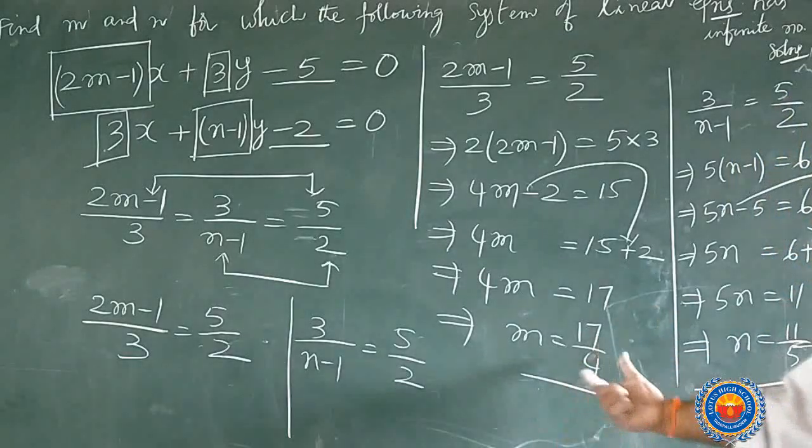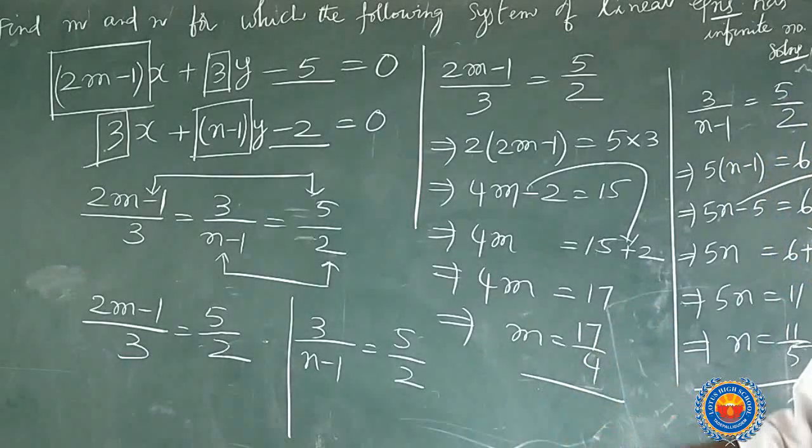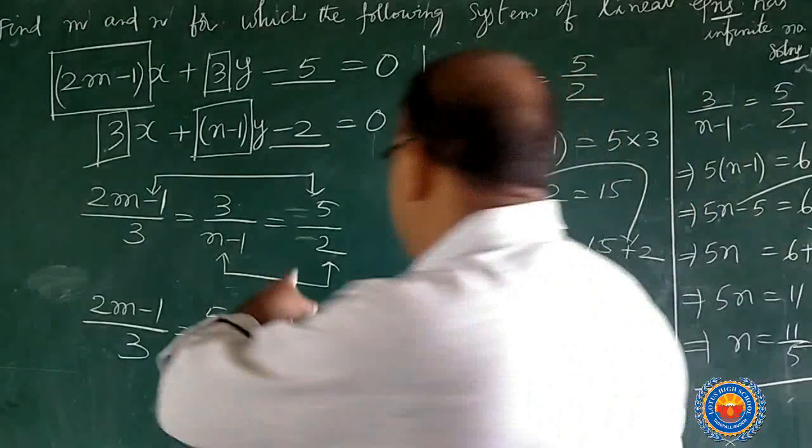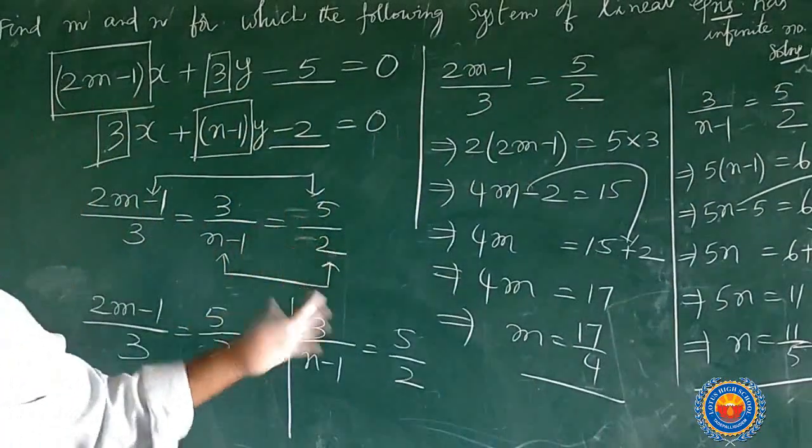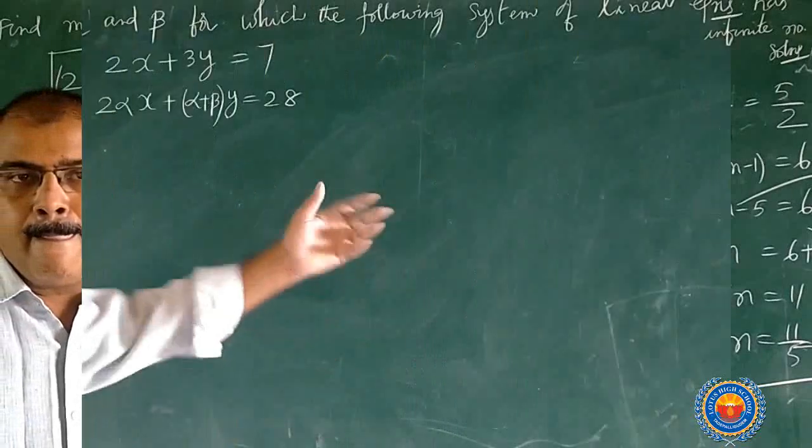Here I did not get a pair of linear equations to solve for m and n because of this c1 by c2. So I got it like this. Okay, one more sum.